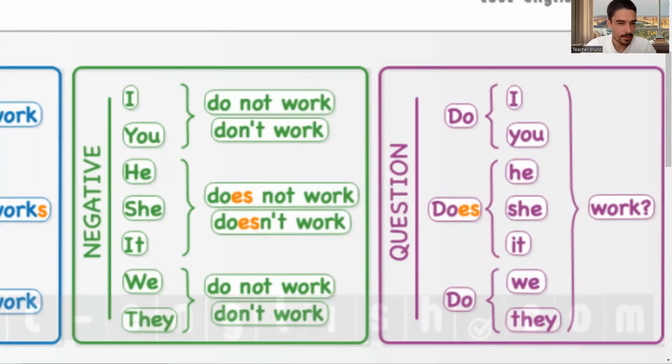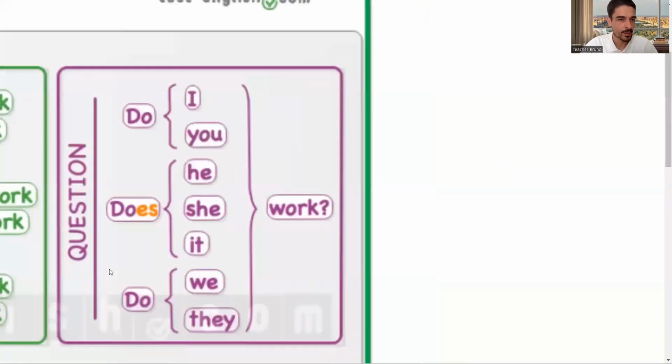It doesn't. Third person, singular. We is plural, we and they. They do not. So this is the auxiliary verb, do not. It's way more common to simply use the contracted form, don't and doesn't. This is the negative conjugation of the simple present.